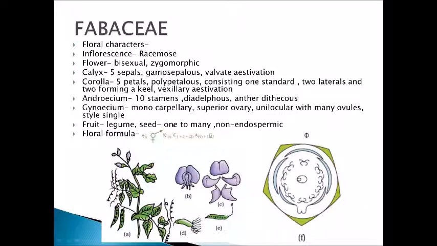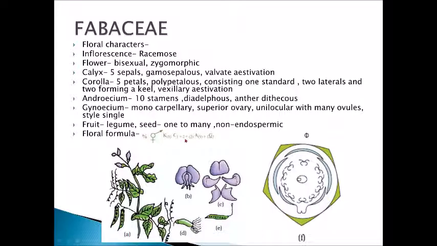Let us see floral family Fabaceae. Floral characters are: inflorescence is of racemose type. Flower is bisexual and zygomorphic. Earlier we have seen zygomorphic flower means which can be divided into two equal halves only in one vertical plane. Now, in this you can see for bisexual flower this symbol is used, which shows the male as well as the female symbol. For zygomorphic, this percentage sign is shown.